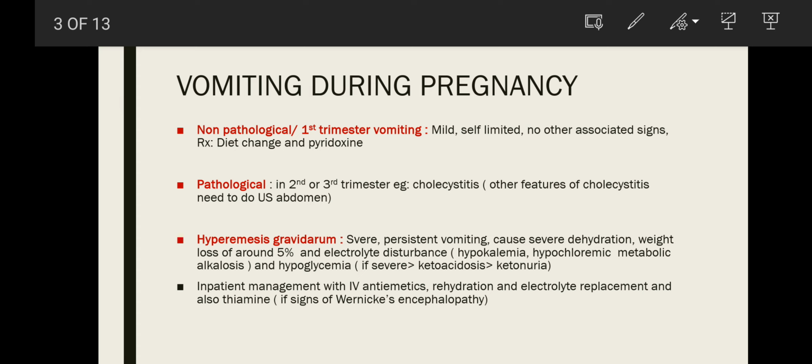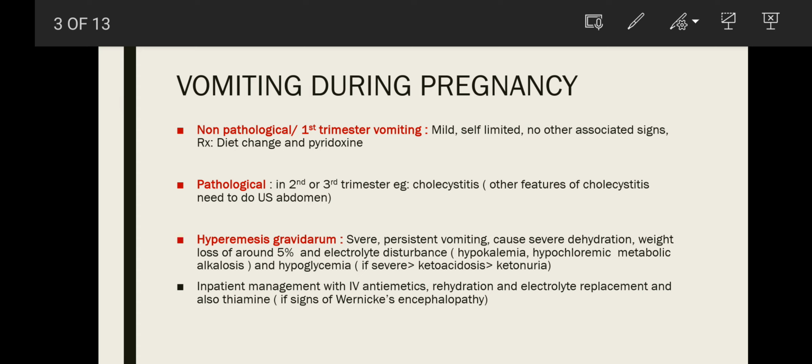So to rule out cholecystitis, we need to do an ultrasound if the patient is presenting with severe vomiting. Alright, then this is hyperemesis gravidarum. In hyperemesis gravidarum, there is severe and persistent vomiting. In fact, it is so severe that it causes dehydration and electrolyte imbalance.